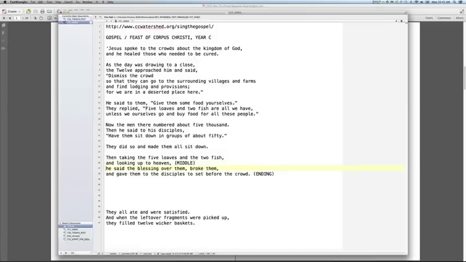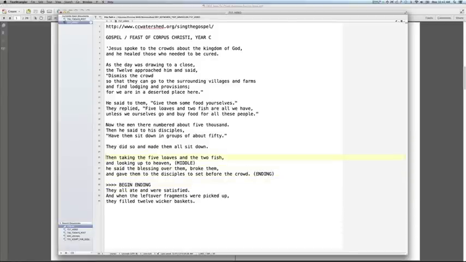Then taking the 5 loaves and the 2 fish and looking up to heaven, he said the blessing over them, broke them, and gave them to the disciples to set before the crowd. That works really nicely. That works extremely nicely. I mean, it's just perfect there. So that's how we're going to do that one.